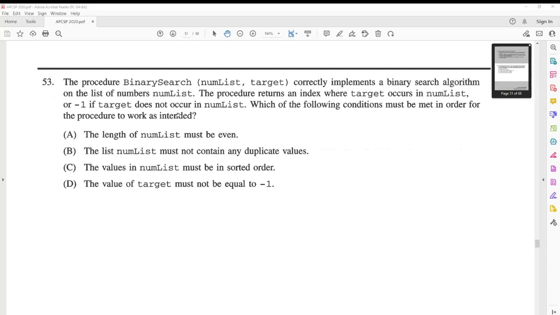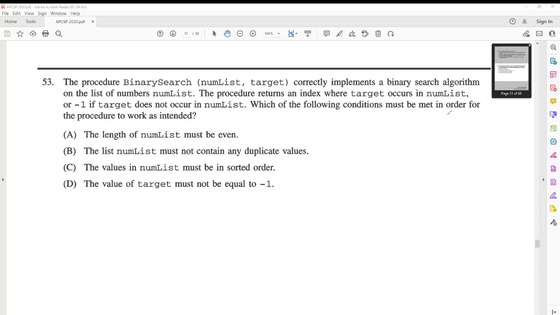Okay, number 53, the procedure binary search correctly implements the binary search algorithm on the list of numbers, num list. The procedure returns the index of the target in the num list. You want to do binary search and you have a number list and the target. Basically, using binary search, you need to have the data sorted.